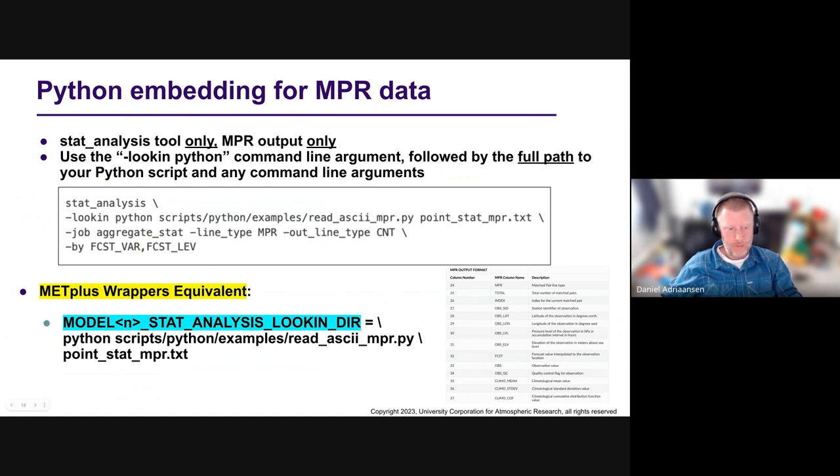We use MODEL N, signifying the model number if you're using more than one model. So typically it would just be MODEL1_STAT_ANALYSIS_LOOKIN_DIR. And here it's Python and then the full path to your script, and then the arguments that your script requires.